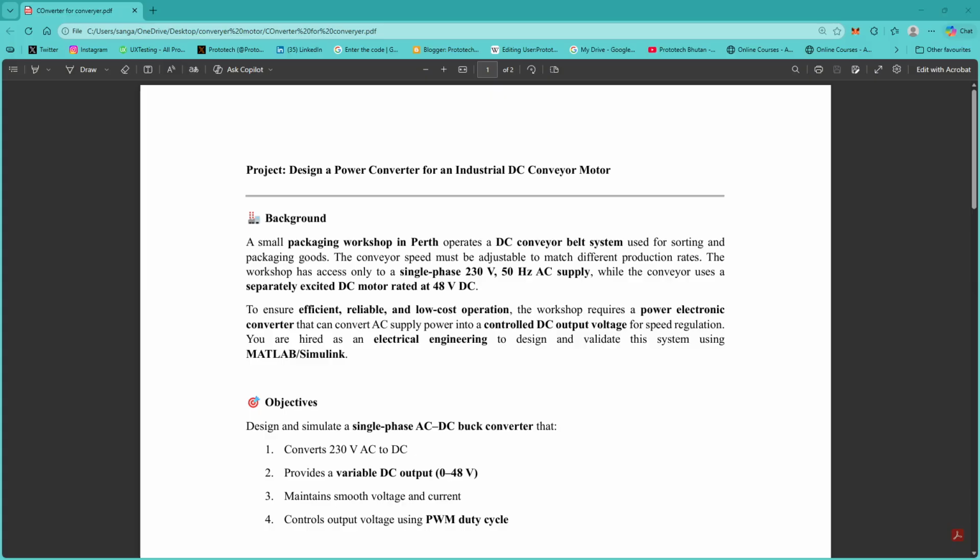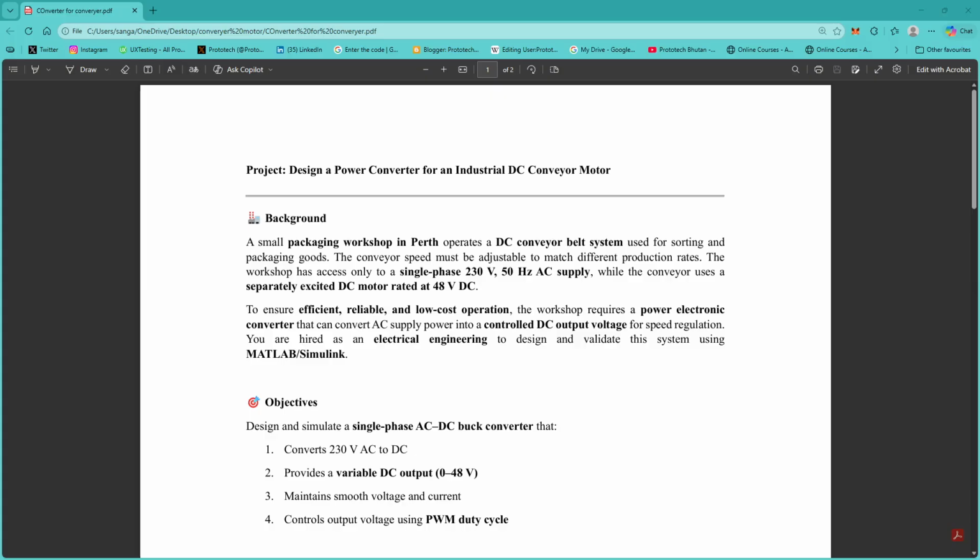This project is suitable for power electronics and motor drive, and for final year engineering students doing a project. Firstly, let's see the project overview.